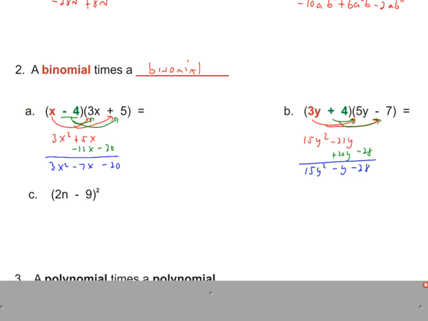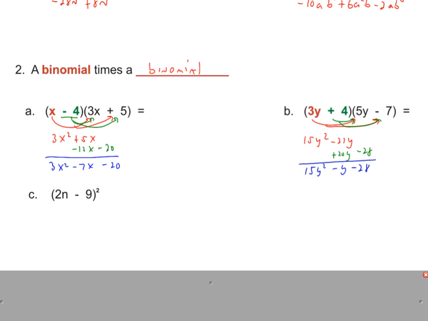All right, well, let's look at C. Hey, be careful with C because students make a common mistake on C. They think that this equals this, and it does not. Students think this is a 2n squared minus a 9 squared, and that is not true. Don't make that mistake, because if you do, you're guaranteed to get the problem wrong.